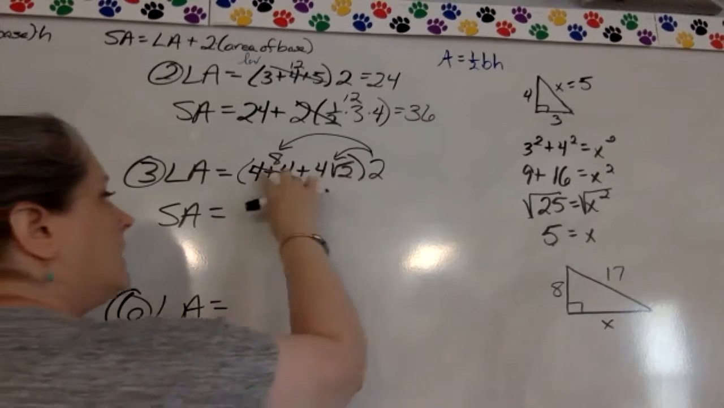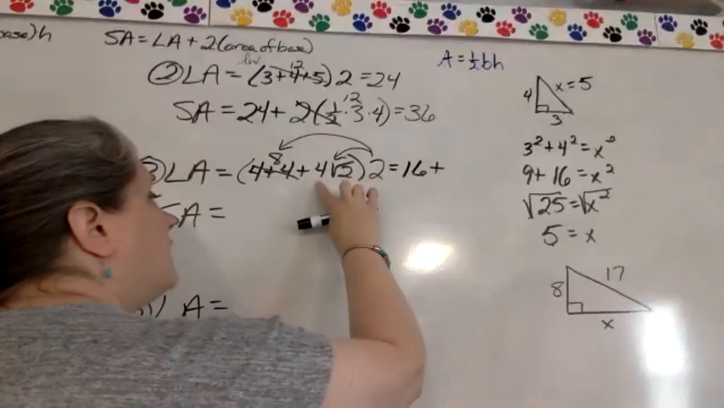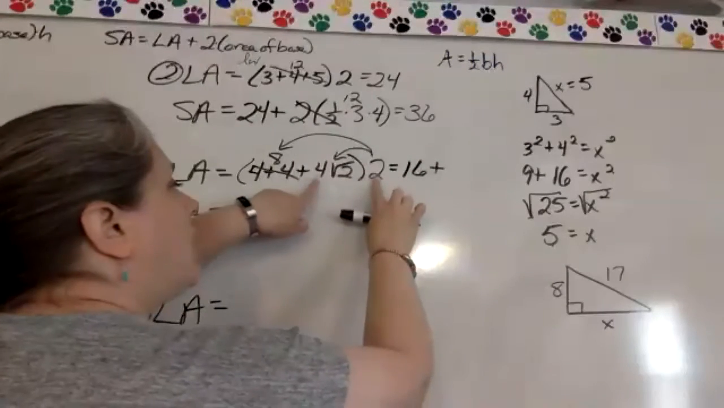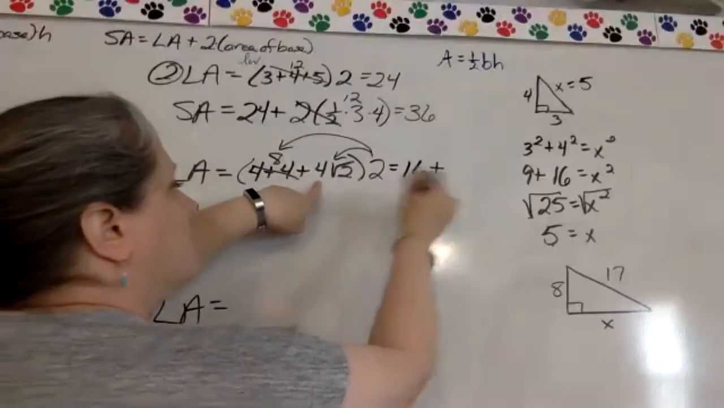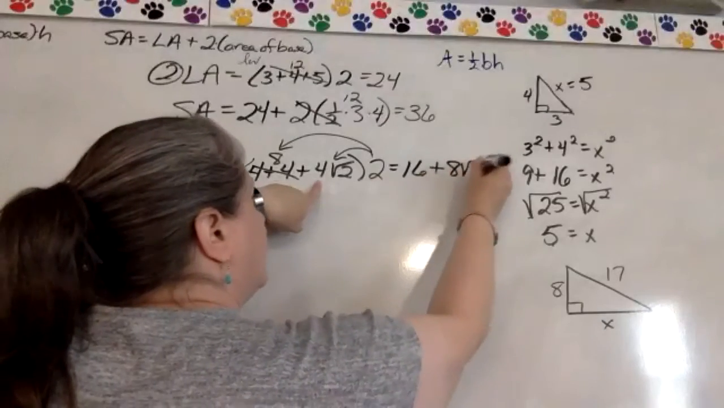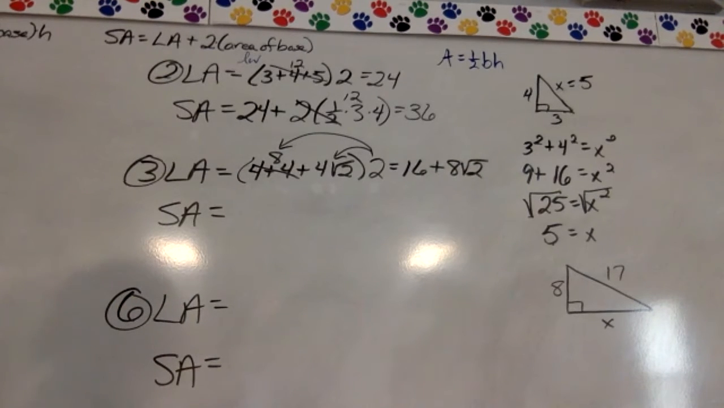Distributive property, where you take what's outside and multiply it by each thing inside. So I have 2 times 8 is 16, plus 2 times 4 square root of 2. You can only multiply the stuff that's outside of the radical together. So 2 times 4 is 8, and then square root of 2. So that's your lateral area.